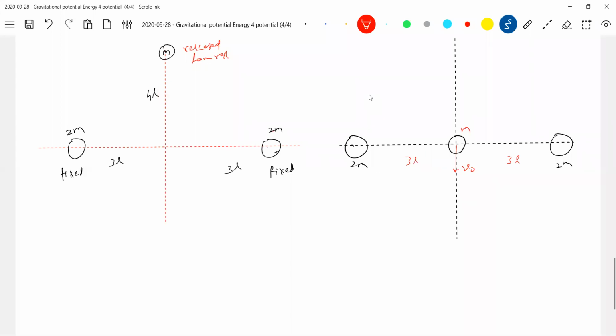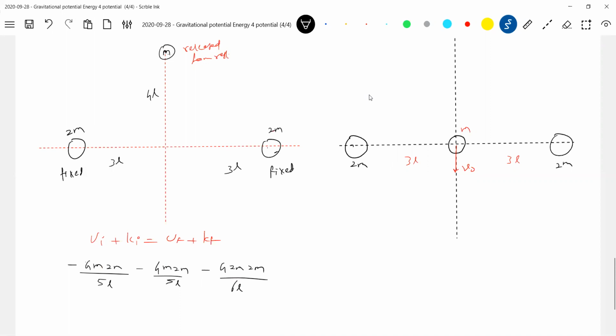So initial energy: Ki plus Ui equals Uf plus Kf. Initial interaction potential, interaction between what? So this will be G M 2M by 5L. Then the interaction between this particle and this mass 2m. And there will also be interaction between these two, which I'm writing here. So this will be 6L. They're fixed, and this is released from rest. Final interaction potential is minus G M 2M by 3L.